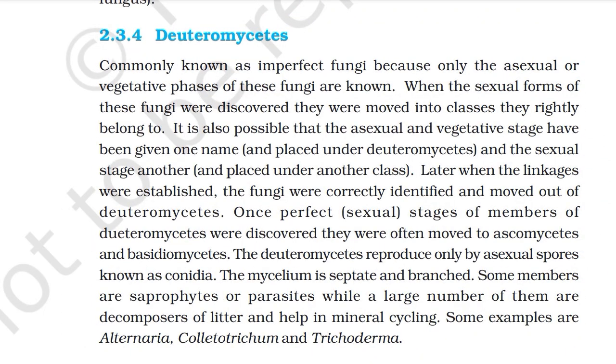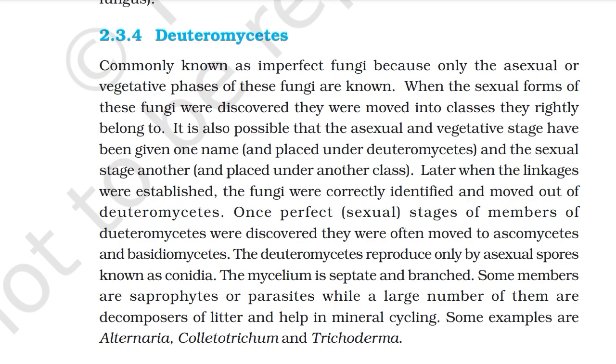Deuteromycetes, commonly known as imperfect fungi because only the asexual or vegetative phases of these fungi are known. When the sexual forms of these fungi were discovered, they were moved into classes they rightly belong to. It is also possible that the asexual and vegetative stage have been given one name and placed under Deuteromycetes, and the sexual stage another and placed under another class. Later, when the linkages were established, the fungi were correctly identified and moved out of Deuteromycetes.